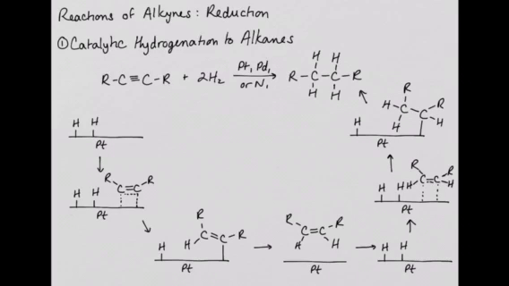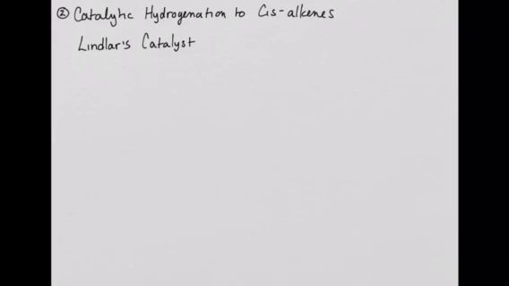What if we'd like to stop this reduction after only one addition of a hydrogen molecule to produce the alkene? We can do this using something called Lindlar's catalyst. Lindlar's catalyst is able to stop the reaction after the first addition of hydrogen. Lindlar's catalyst is a poisoned catalyst.